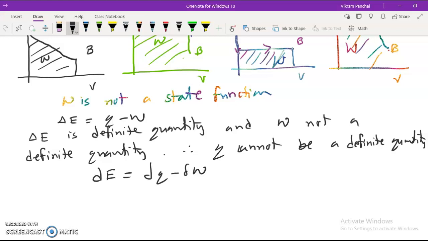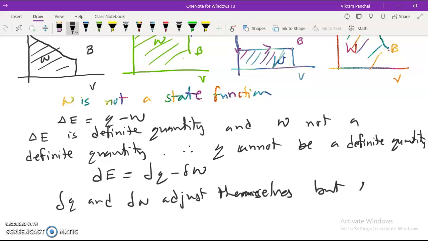Okay, the quantities del Q and del W adjust themselves. But delta E remains constant. Okay, so that's it in this lecture. Thank you so much.